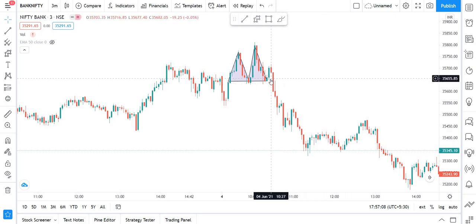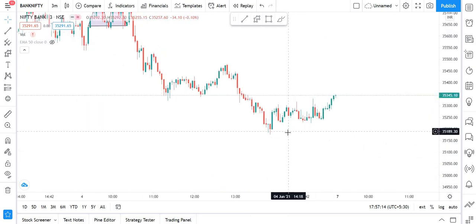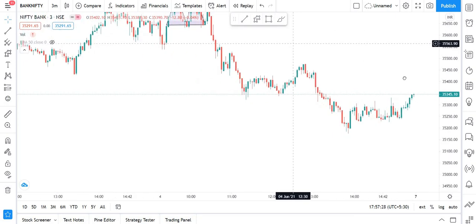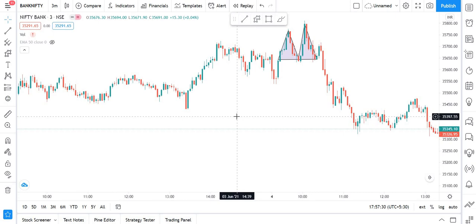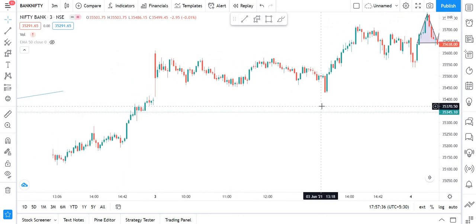And if you went short on the 35,645, then the low is 35,181. So you can imagine almost 400-500 points we have captured. Brilliant move, correct? So you can see how well this pattern works. Let me find more examples if I can.